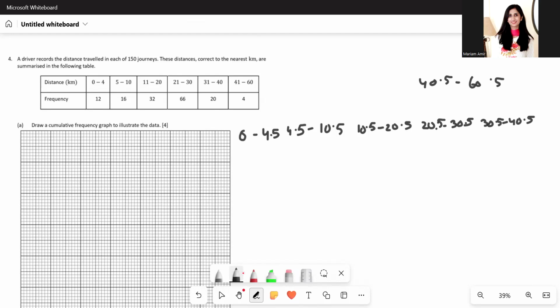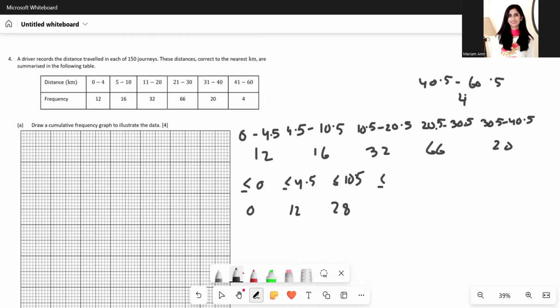Okay, now when we change this frequency table, we'll have 12, 16, 32, 66, 20, and 4 here. Okay, change this frequency table into a cumulative frequency table. So we write less than or equal to 0 will just be 0, less than or equal to 4.5 will be 12, less than or equal to 10.5 will be 16 plus 12, which is going to be 28, then less than or equal to 20.5 will be 60, less than or equal to 30.5 will be 120.